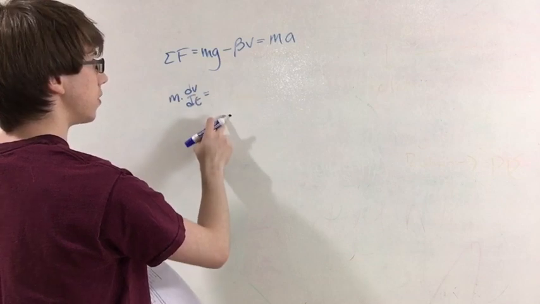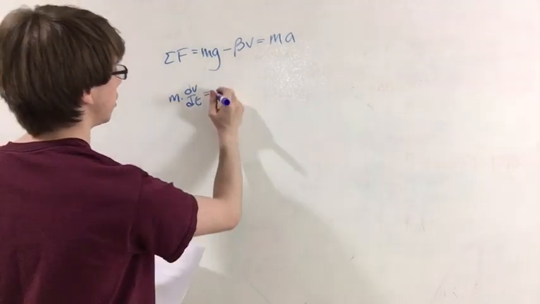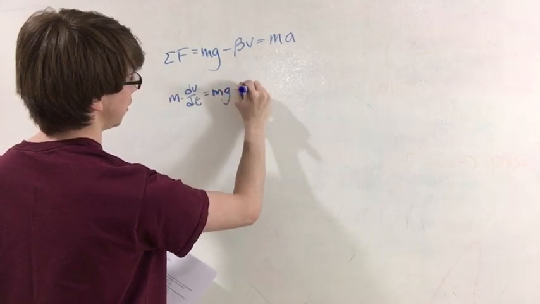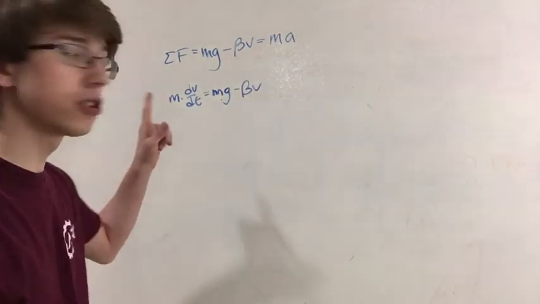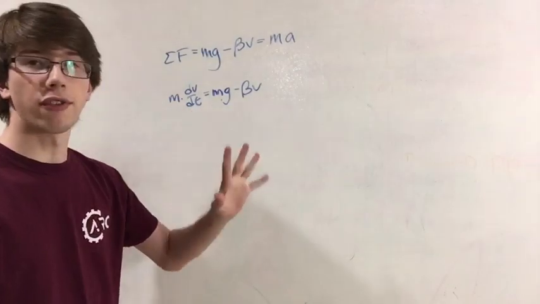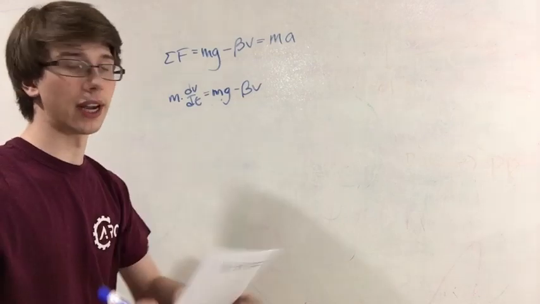M times dv over dt, your derivative of velocity with respect to time, or acceleration, is equal to your mg minus beta v. Alright, move variables to the right spot. Now, actually, derivatives like this are not fractions, but when we're dealing with differential equations, if we want to, we can treat it like a fraction.